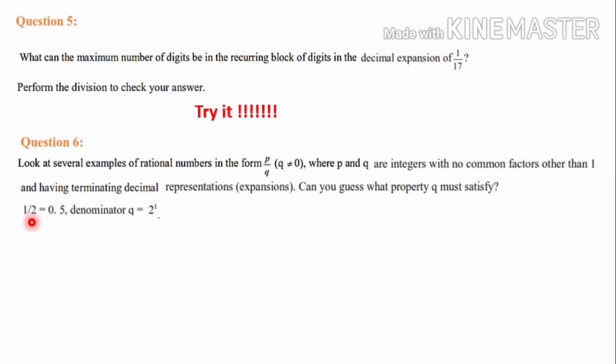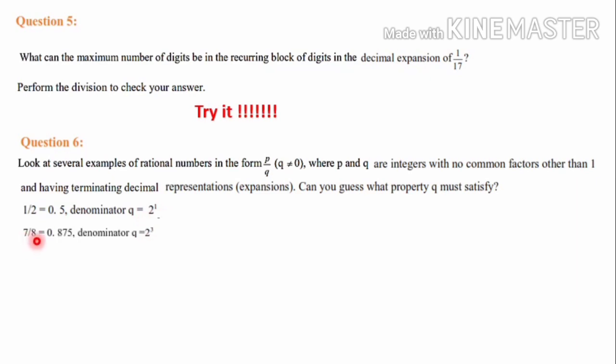First one is 1 by 2. 1 by 2, when you divide you will get 0.5. 0.5 is a terminating decimal because no digit is repeating and there is no other digit after 5. And when you check, the denominator is 2. This 2 we can write as 2 power 1.